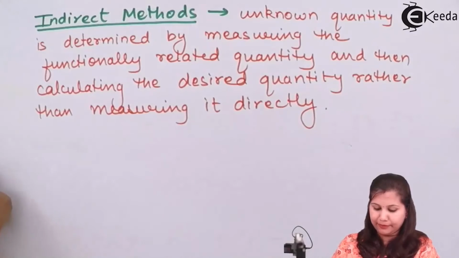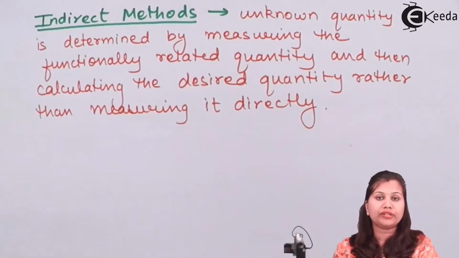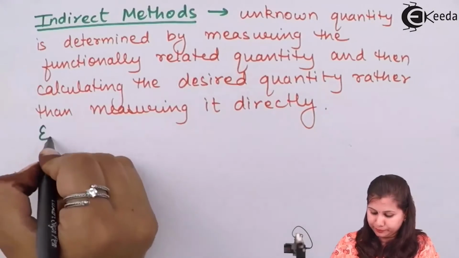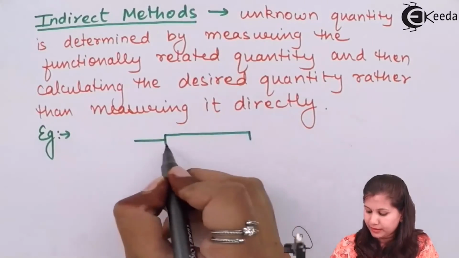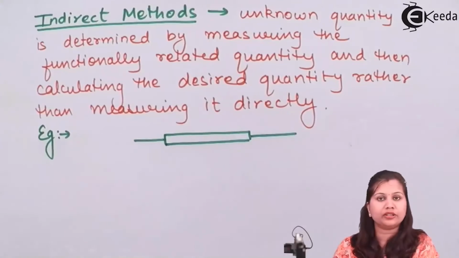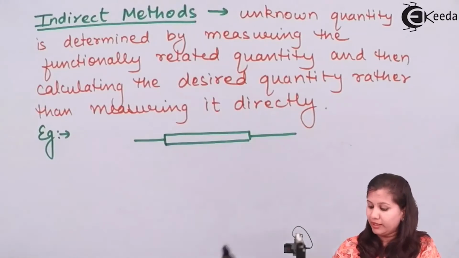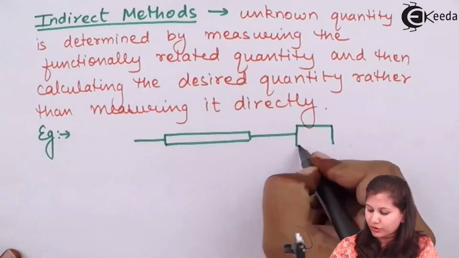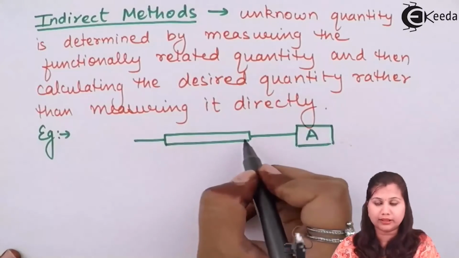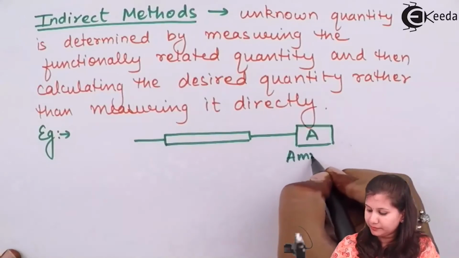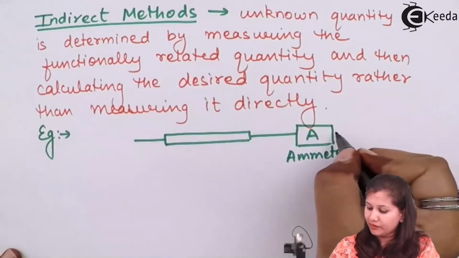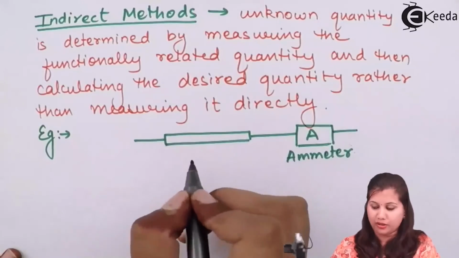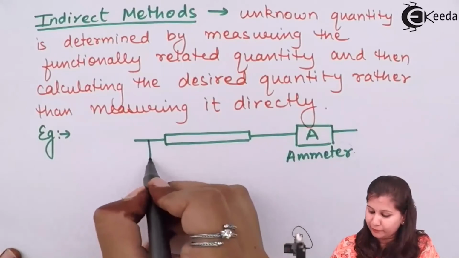Let us take an example. Suppose we want to measure the resistance of a conductor. Okay, this is the conductor, and we want to measure the resistance. So directly we are not measuring the resistance. First we will measure the current across this conductor with the help of an ammeter. The ammeter is connected in series with the conductor, and then we will measure the voltage across this conductor with the help of a voltmeter.